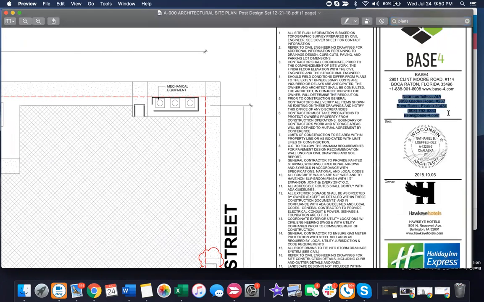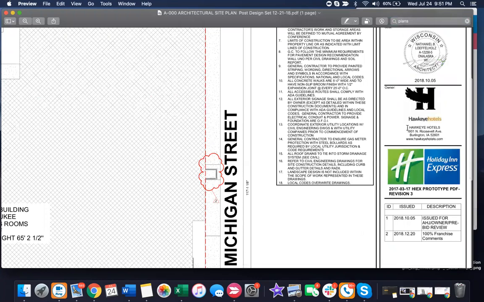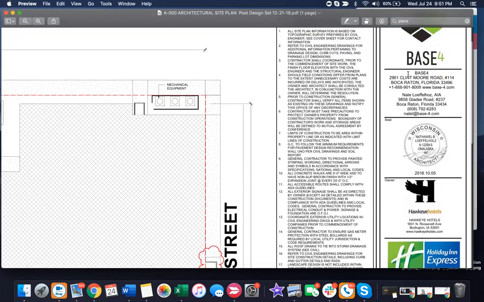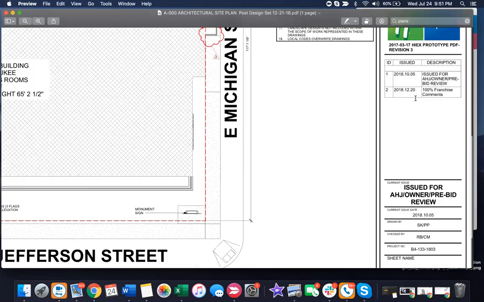This is the owner probably, AIA architect or owner. That's his address. This is the job site address. Okay, this is Hawkeye. I guess this is the partnership, their address. Hawkeye maybe is the owner. This is the architect. And this is the address for the job site.